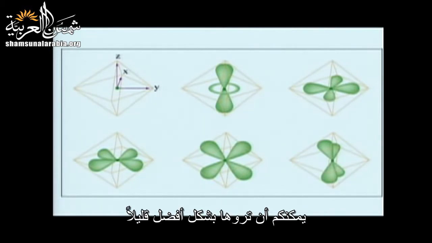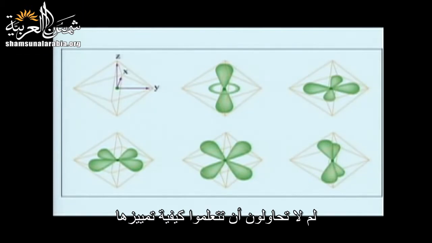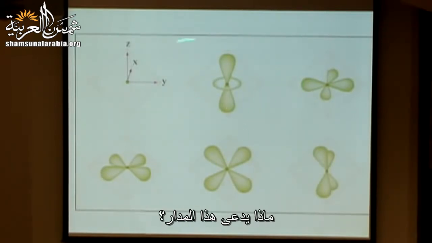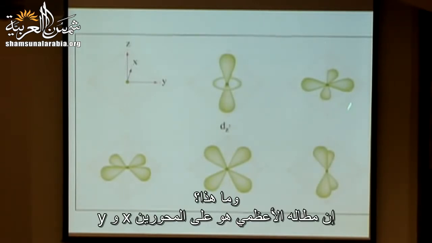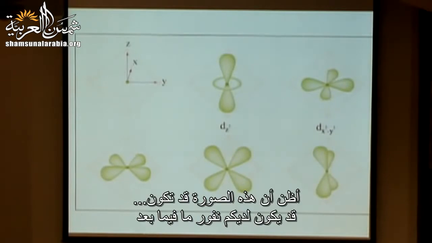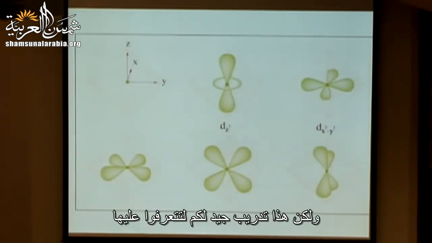So now let's look at them in terms of where they're drawn so you can see them a little bit better. And why don't we try to learn to recognize all of these? So what is this one called? dz squared. What is this one? Its maximum amplitude is along x and y. dx squared minus y squared. This is just good practice for you in recognizing them.